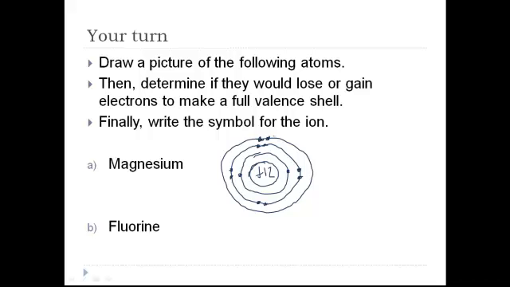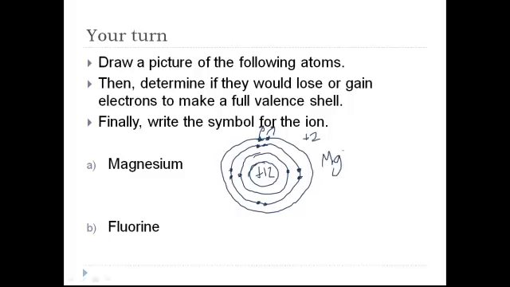Magnesium has 2 valence electrons in the very outside energy level. It really wants 8. So 2 things could happen. Either it could gain 6 more or it could lose 2. And losing 2 is a lot easier than gaining 6. So these 2 valence electrons are going to go away. When you lose electrons, remember you end up with a positive charge. So now it has 12 protons but only 10 electrons. So it'll have a charge of +2. That's a cation because it's positive. So the symbol is Mg2+, the magnesium ion.